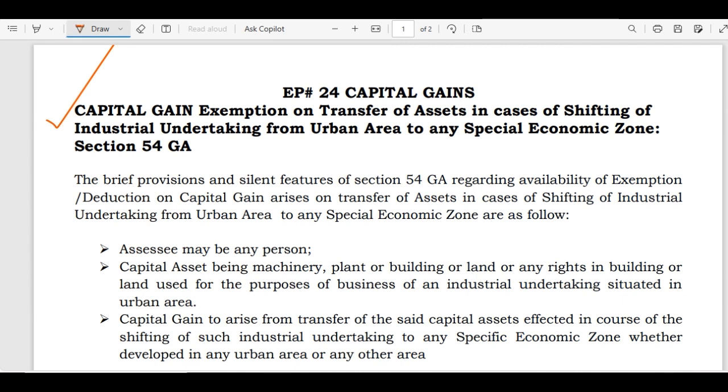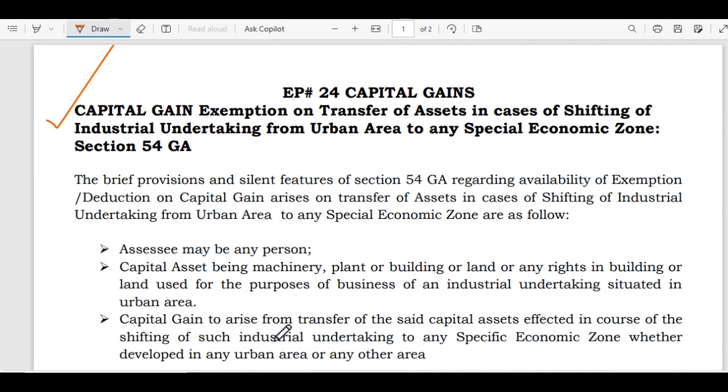The brief provisions and salient features of Section 54GA regarding availability of exemption or deduction on capital gain arising on transfer of asset in cases of shifting of industrial undertaking from urban area to any special economic zone are as follows. The assessee may be any person. Capital assets being machinery, plant or building or land or any rights in building or land used for the purposes of business of an industrial undertaking situated in urban area.